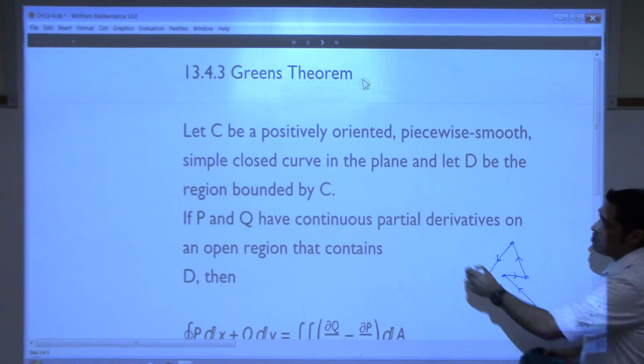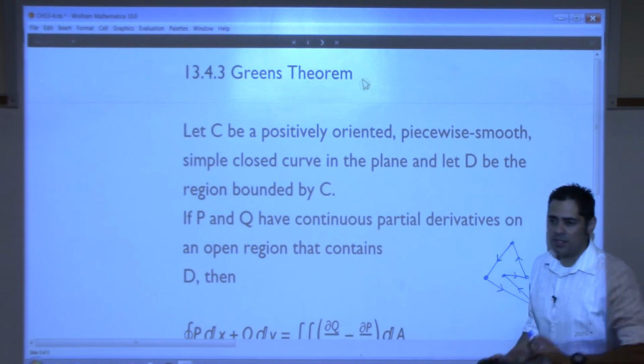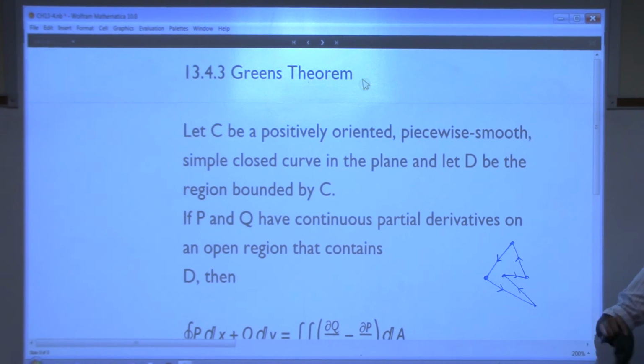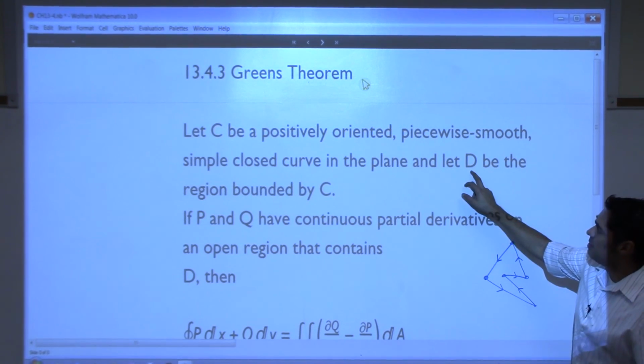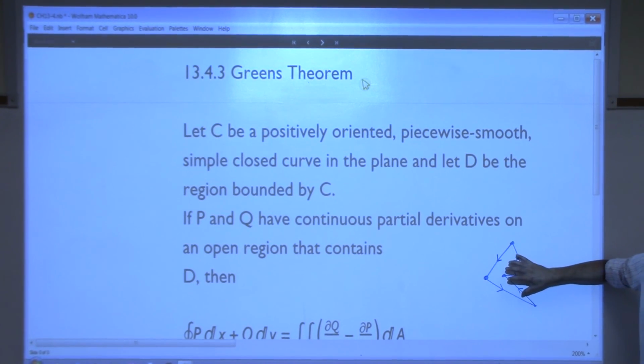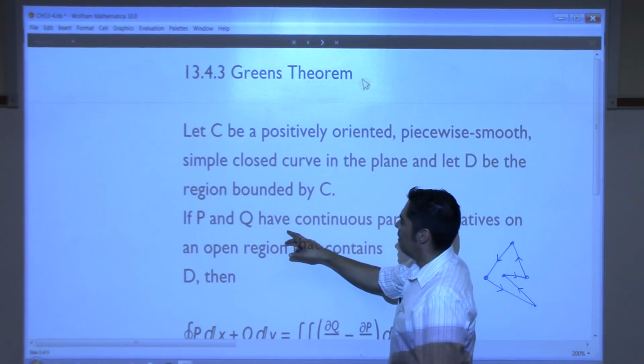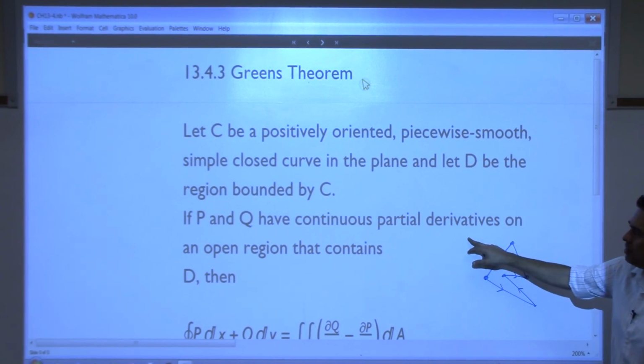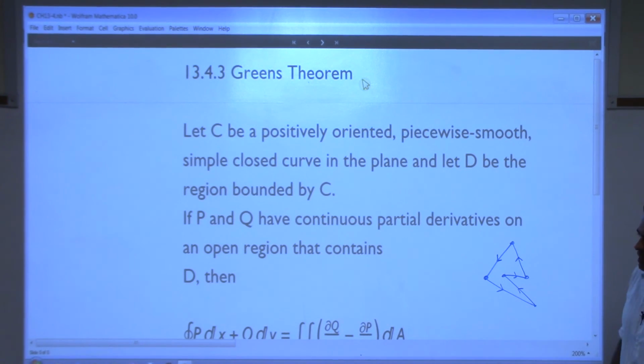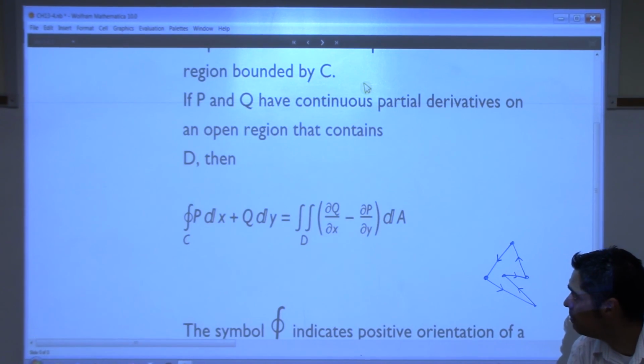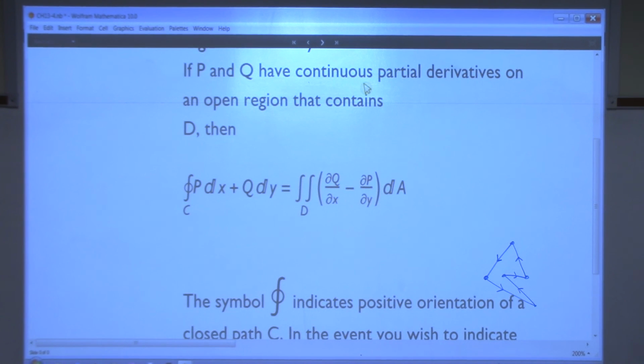You're in the plane, which means we're two-dimensional. By the way, this theorem will get extended out to 3 dimensions. Green's theorem is in 2 dimensions. When we move on a little bit further, in the next couple of sections, we blow this out to 3 dimensions, and it's got a different name. All right? So D is the region it encloses. And if P and Q have continuous partial derivatives on an open region that contains D, then here's the relationship between the line integral and the double integral.